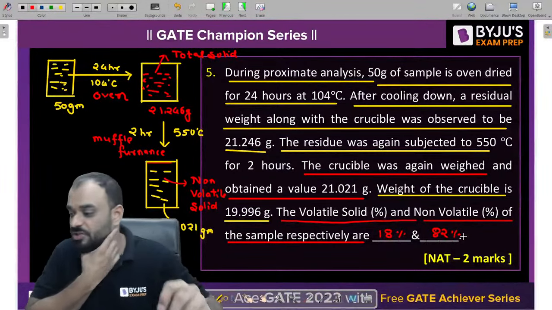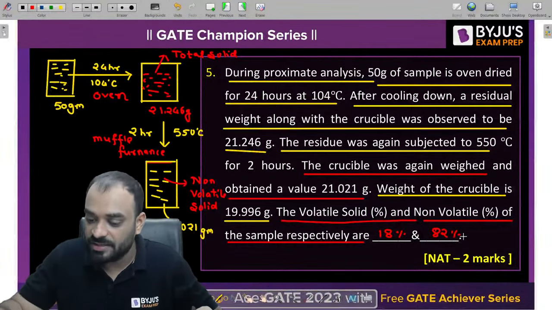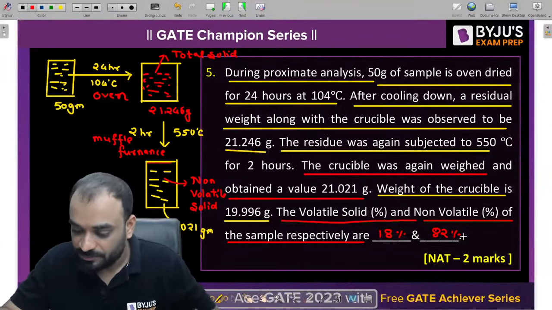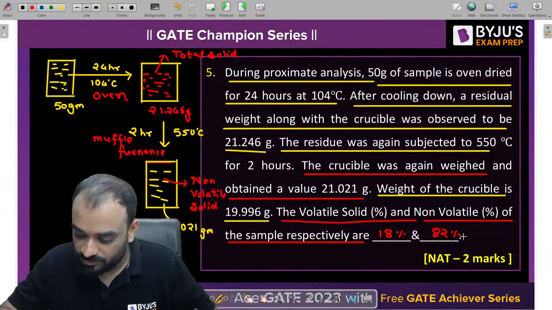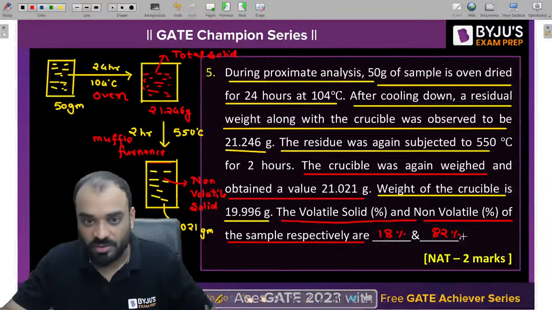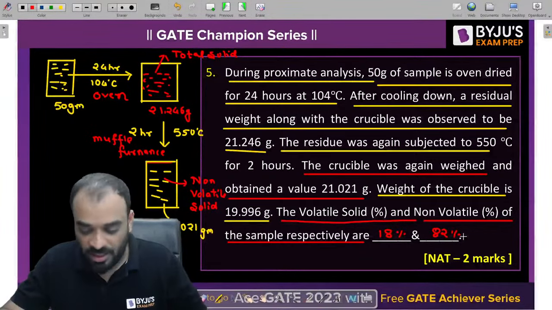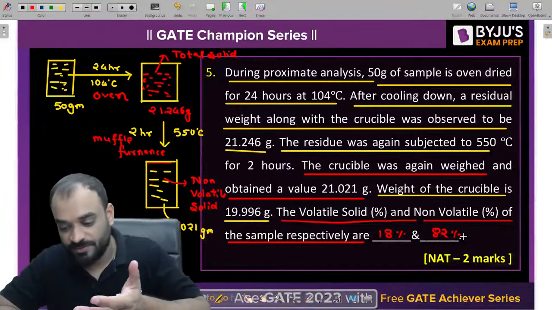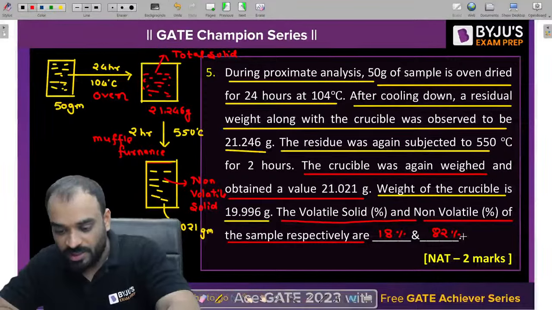Now tell me, guys, are all of you able to understand the concept or not? Tell me quickly. How is this question? Are all of you able to understand how to calculate in terms of percentage? Very well, guys, very well.